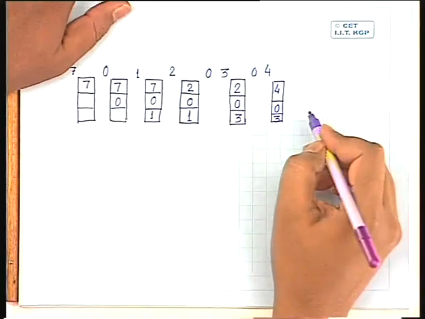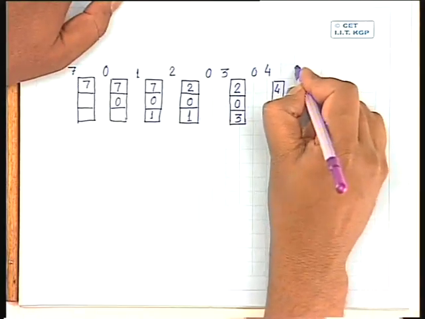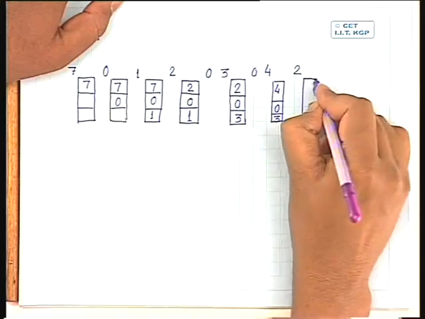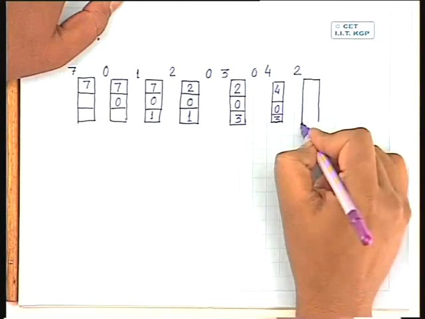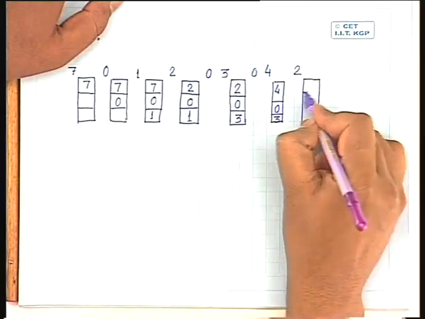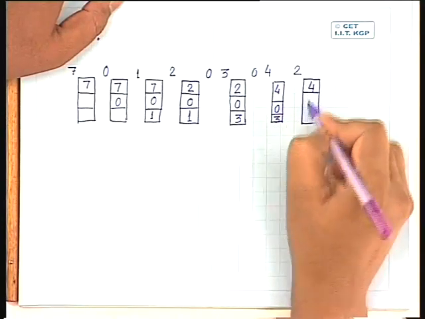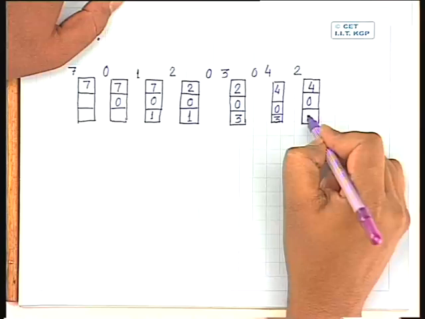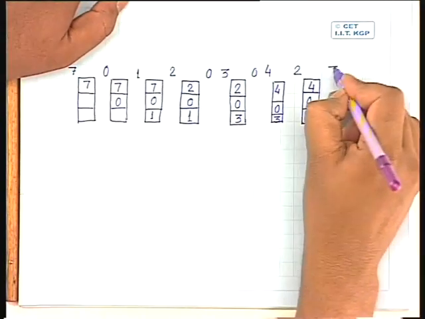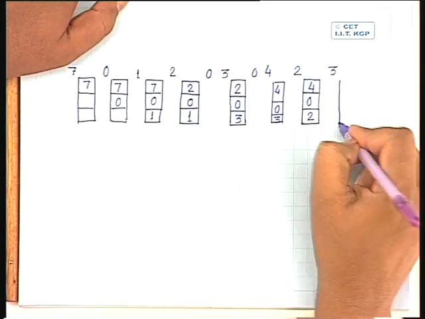Okay. Next time 2 is referred. Again I have a page fault. So out of these pages, it is page number 3 which is least recent. I replace page number 3 by page number 2. Okay. Next time 3 is referred. Again I have a page fault. Now the prediction is not working properly.